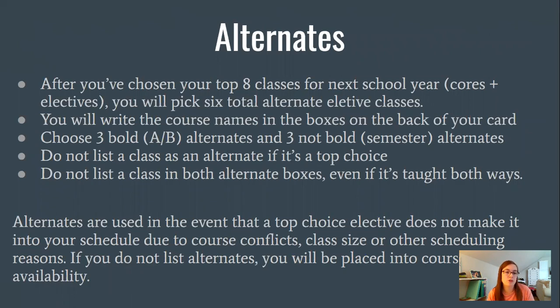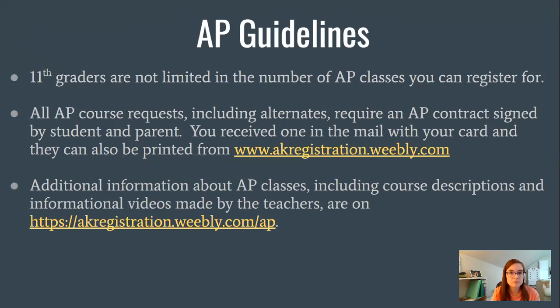Alternates, of course, after you choose your top 8, we need 3 bold and 3 non-bold, otherwise known as 3 8 A/B day and 3 semester-long classes. We just use these in the event that one of your top choices does not work out. At this point, again, you've probably seen this happen with 1 or 2 of your elective classes. Again, we do not need backups for your core classes.